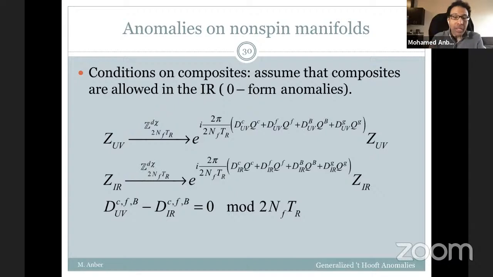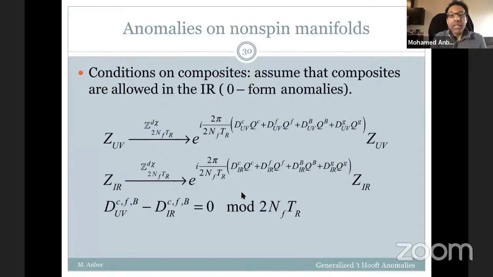the new anomalies. So again, Z_UV basically is the partition function in the UV in the background of my fluxes. Under a discrete chiral transformation, it picks up the following phase. The D_C, D_F, D_B, and D_G are group theory coefficients computed in the UV. Now I can take my composites in the IR and compute the phase that my partition function will pick up as I perform a discrete chiral transformation. And again, I will find that the transition function picks up the following phase. But now instead of D_UV, I will have D_IR, again in the color, flavor, baryon, and gravity directions.